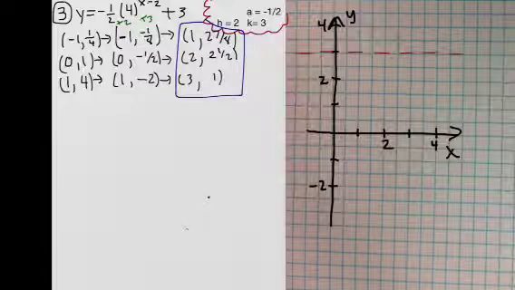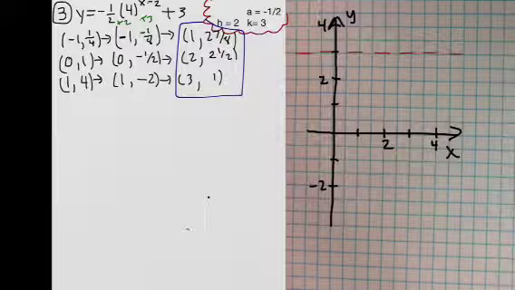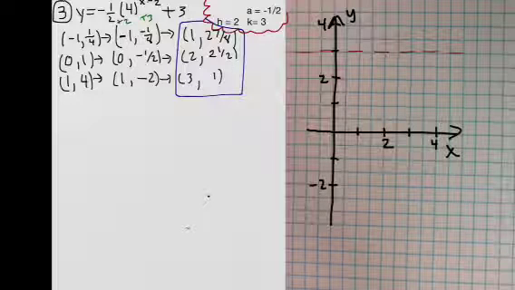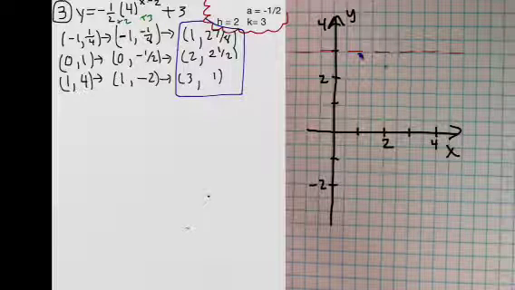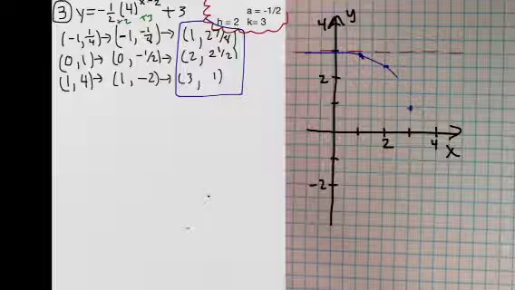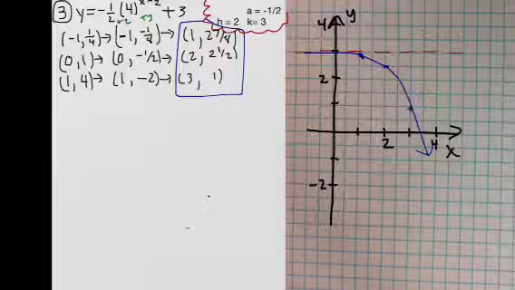Okay, and then we plot the 3 points, 1 and 2 and 7/8. So about here. And then 2, 2 1/2, and then 3, 1. Okay, so there's the 3 points. So we just draw a smooth curve going through those points as best you can. And there it is.